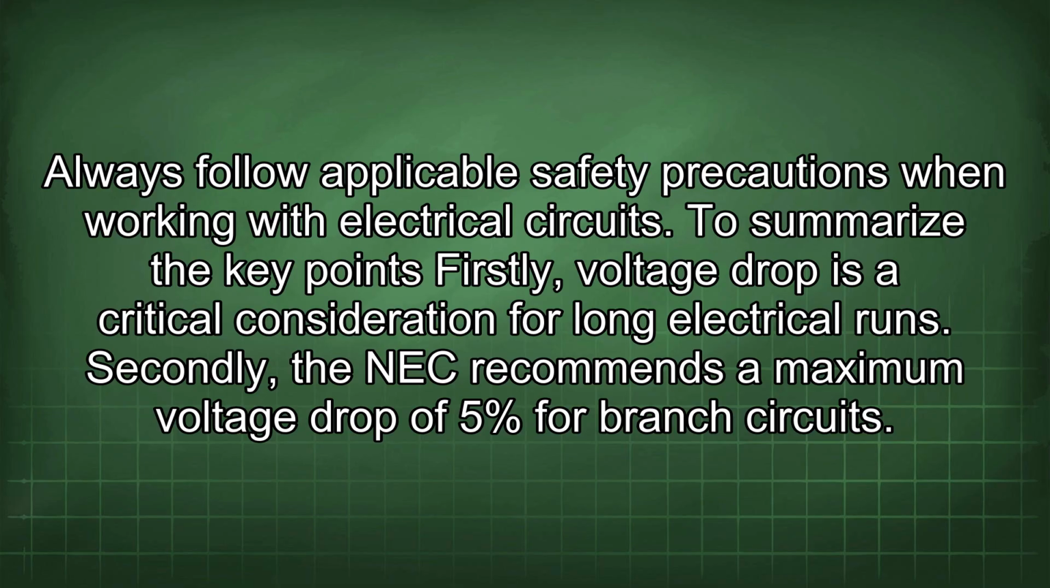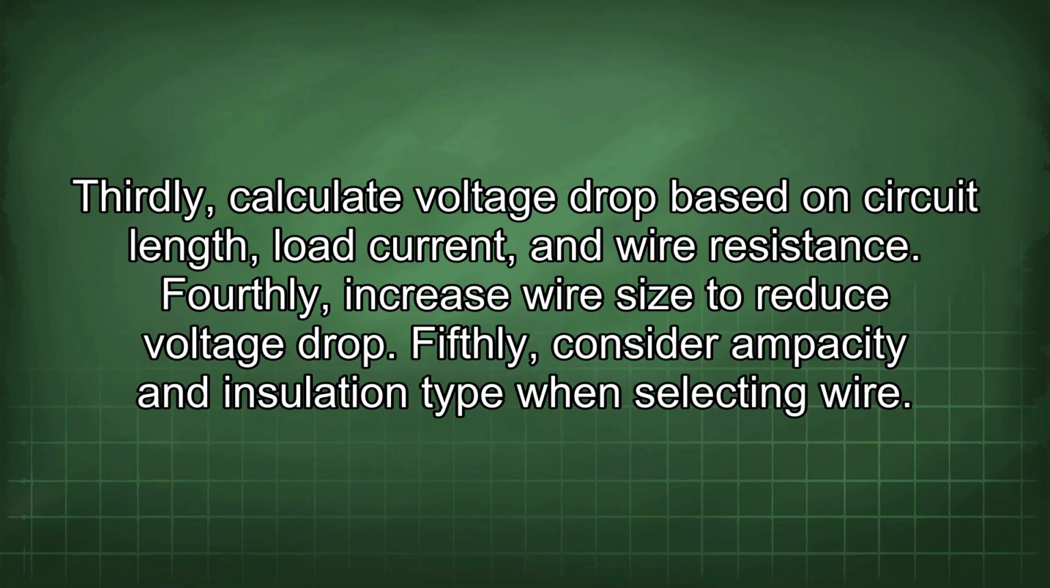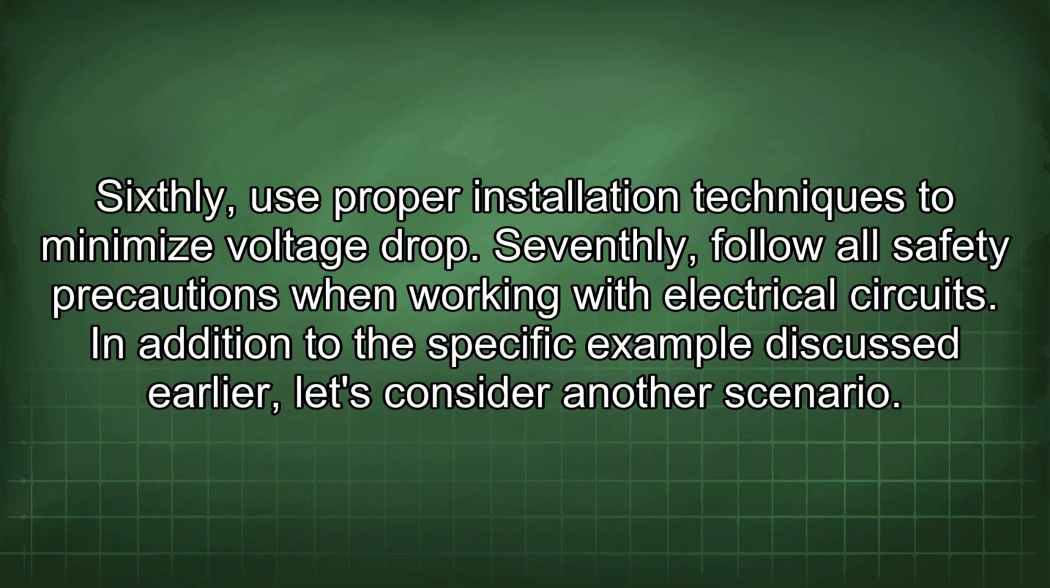To summarize the key points, firstly, voltage drop is a critical consideration for long electrical runs. Secondly, the NEC recommends a maximum voltage drop of 5% for branch circuits. Thirdly, calculate voltage drop based on circuit length, load current, and wire resistance. Fourthly, increase wire size to reduce voltage drop. Fifthly, consider ampacity and insulation type when selecting wire. Sixthly, use proper installation techniques to minimize voltage drop. Seventhly, follow all safety precautions when working with electrical circuits.